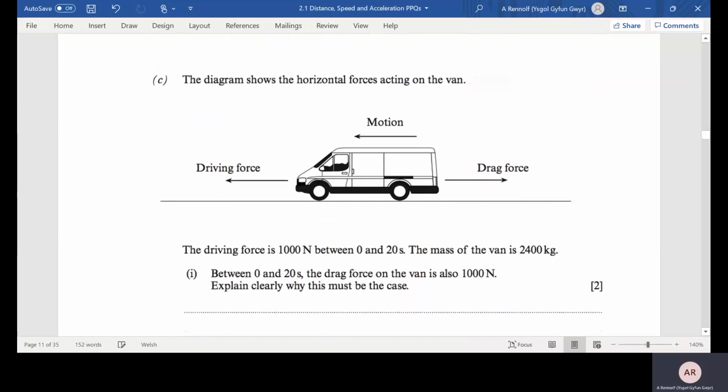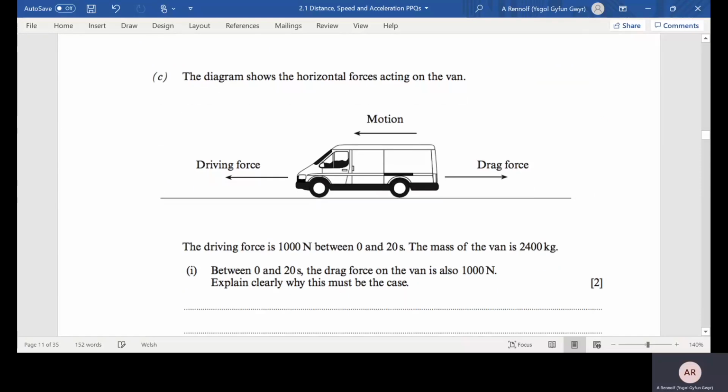Diagram shows the horizontal forces acting on the van. Okay, so we've got driving force pulling it forward, drag force pulling it back, and we know that the van is moving forwards. Driving force is 1,000 newtons between 0 and 20 seconds. The mass of the van is 2,400 kilos. Between 0 and 20 seconds, the drag force is also 1,000 newtons. Explain why this must be the case.